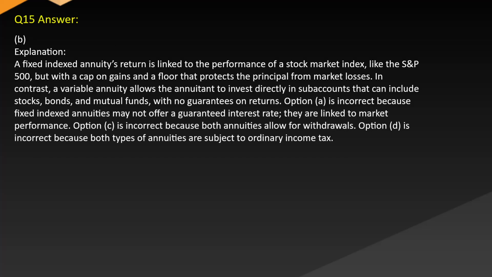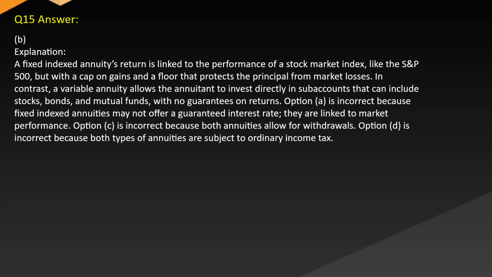Answer B. Explanation. A fixed indexed annuity's return is linked to the performance of a stock market index like the S&P 500, but with a cap on gains and a floor that protects the principal from market losses. In contrast, a variable annuity allows the annuitant to invest directly in sub-accounts that can include stocks, bonds, and mutual funds with no guarantees on returns.